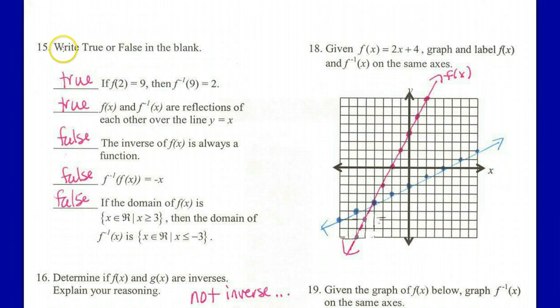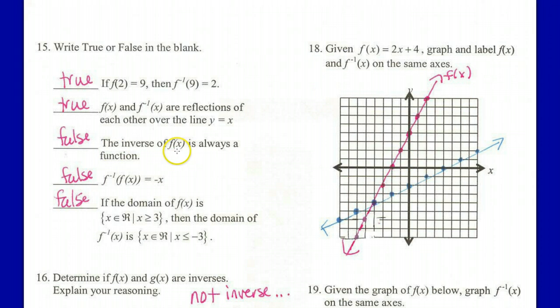What else? Okay, true or false. If f of 2 is 9, then the inverse of f of 9 is 2. Again, that's true because the domain and the range swap places. f of x and the inverse of f of x are reflections over each other over the line y equals x. Yes, that is true too. You can actually see the picture here.